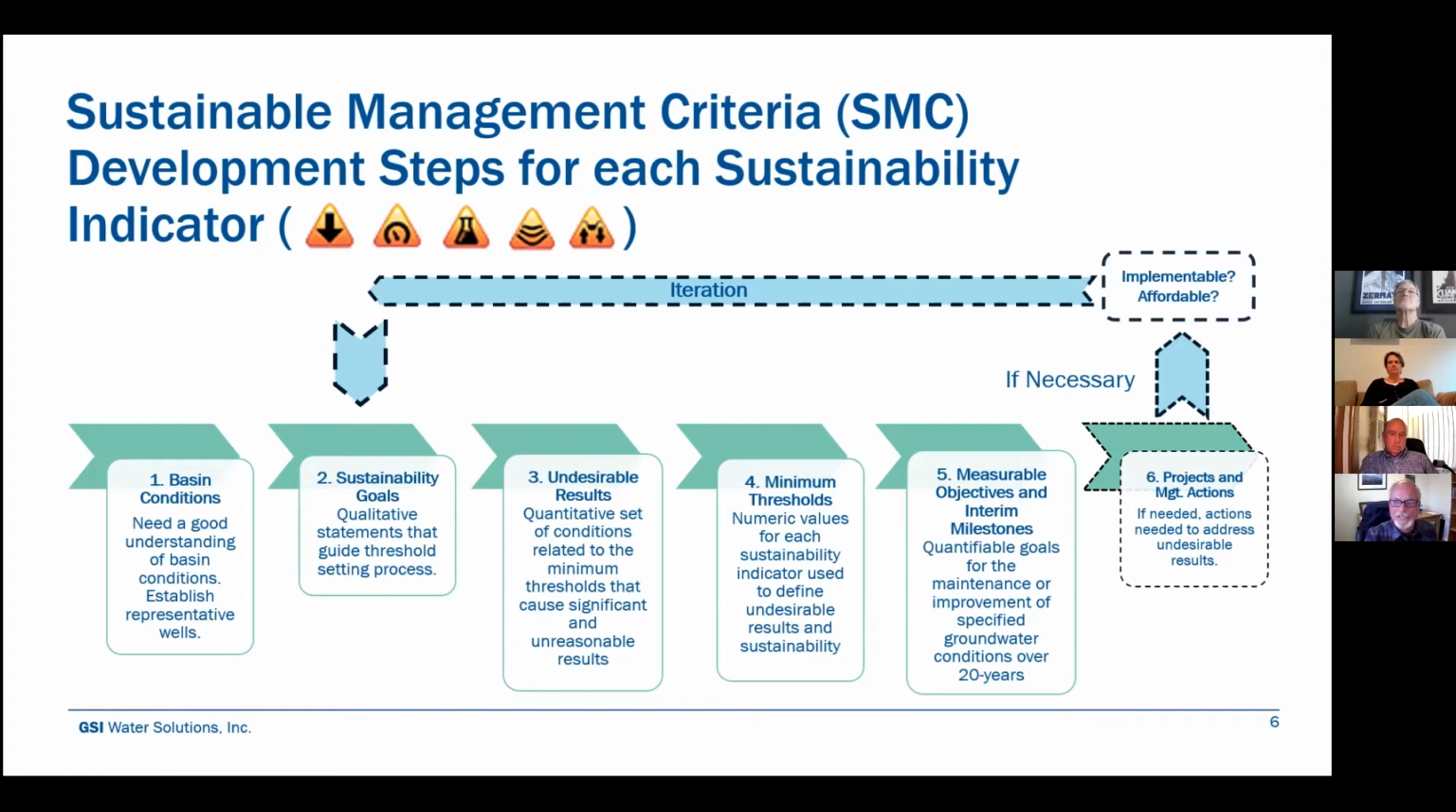And you'll see an iteration loop here, that basically, if we find that some of those projects and management actions are not feasible, they're not implementable, they're not affordable for whatever reason, based on our evaluation and based on your input, we would go back and revisit our criteria again to see if we need to make any adjustments. That's only if you find that you have undesirable results.